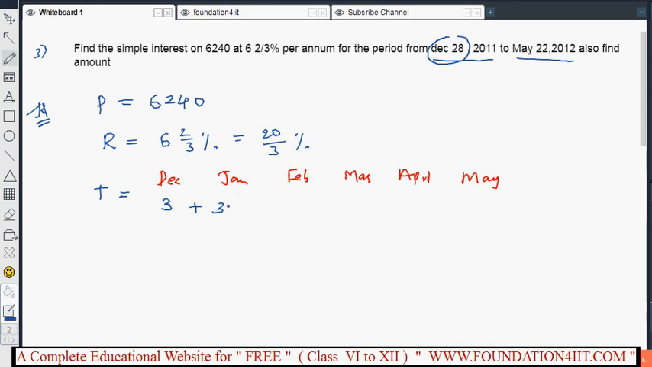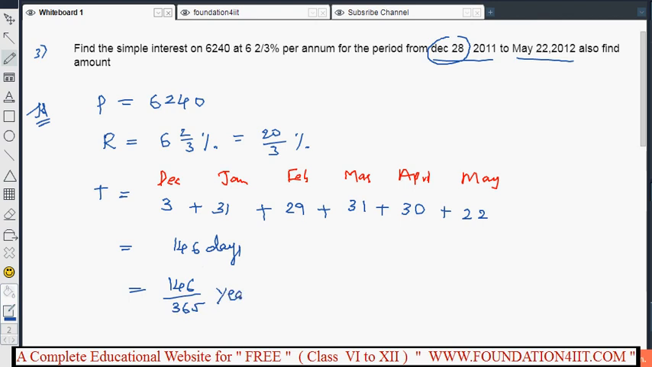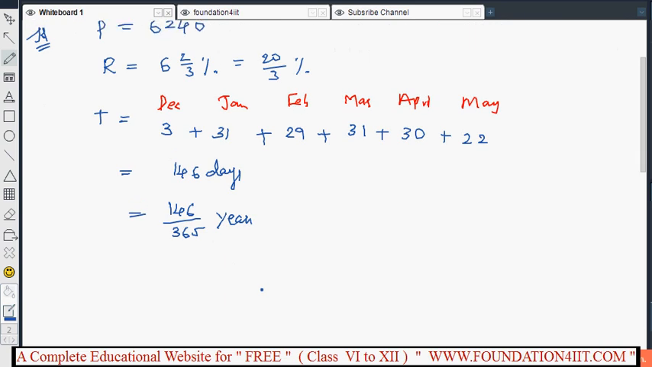Now January is 31 days because it is the full January. February is 29 because 2012 is a leap year. Now March is 31 and April is 30 and May 22 days, up to May 22nd. So 3 plus 31 plus 29, 31, 30, 22, all the days together, that is 146 days. So time is equal to 146 days, that is 146 by 365 years. Now we can use the formula.